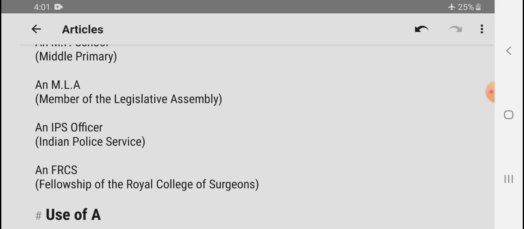And the last one, when we pronounce this abbreviation, we say FRCS. We pronounce all the letters individually. When you say F, you say "eff", the A sound comes first and the consonant comes later on. Hence we use "an" because it starts with a vowel sound. With that, the explanation of "an" is over.